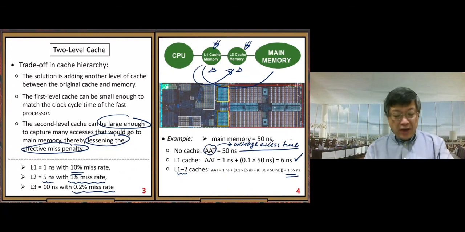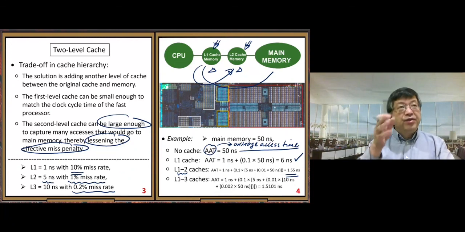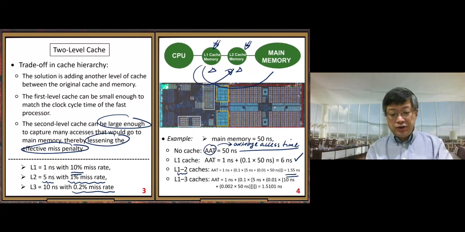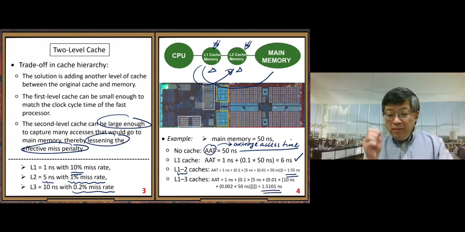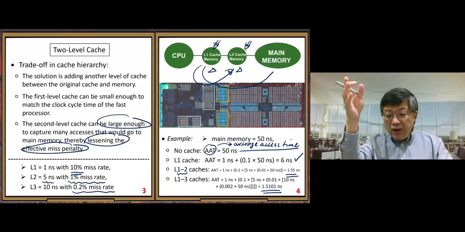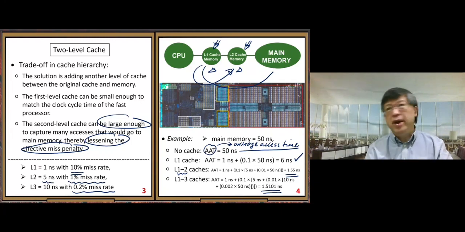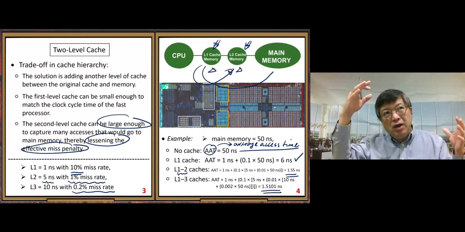Next, L1 through L3 caches. This time, a reduction, but a little bit, not significant. See, 1.51 nanoseconds, only the second digit after the decimal point changes from 1.55 to 1.51. Not that big, right? The reason is simple. The reason for this example is that the gap is not that big.